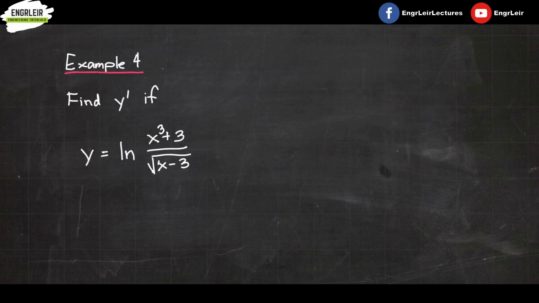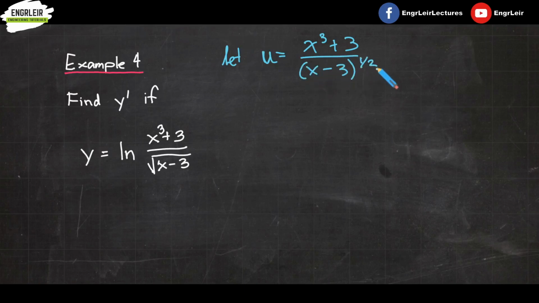Okay, another example. Find y prime if y is equal to the natural log of x cubed plus 3 all over the square root of x minus 3. So, ang gagawin ko dito, first is we let u is equal ng function sa loob. So, yun muna yung gagawin natin. Let u is equal yung function na x cubed plus 3 over square root of x minus 3. So, instead na square root, ang gagawin ko, x minus 3, tapos naka-raise sa 1/2. Now, para makuha yung derivative ng u with respect to x, gagamit ako ng quotient rule.